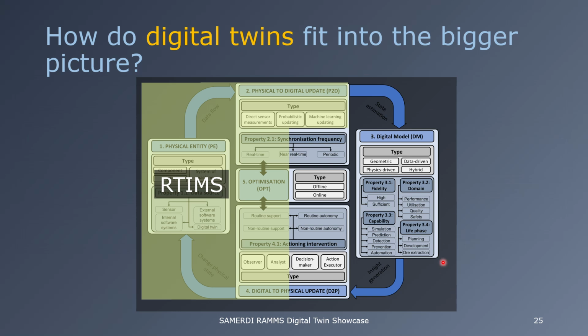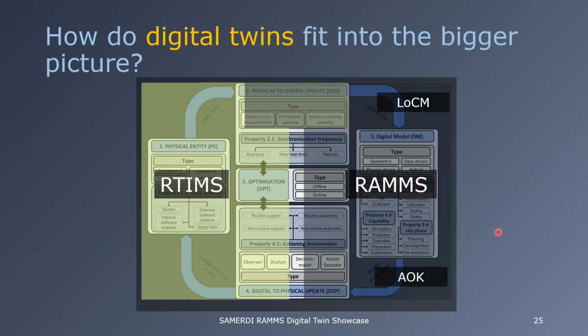On the other side, this is where we build models to do stuff with the data, to infer insights, and not just insights, actionable insights. And this is sort of where we see RAMS, as well as some of the other programs like Locum and AOK. And then obviously there's going to be some overlap where data has to be converted to, or physical states have to be converted to, digital states. And in this interface is where there's scope for collaboration between programs like RTIMS and RAMS, right?